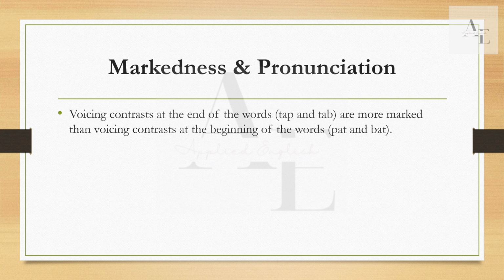There was a study about German native speakers trying to learn English and vice versa, English speakers trying to learn German. In German, both rad and rat are pronounced as rat, with a voiceless t at the end. So in the German language, there is no voicing contrast at the end of words. The marked feature is not there at all. It's always voiceless at the end.